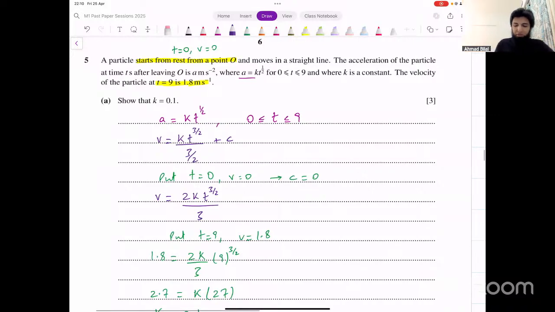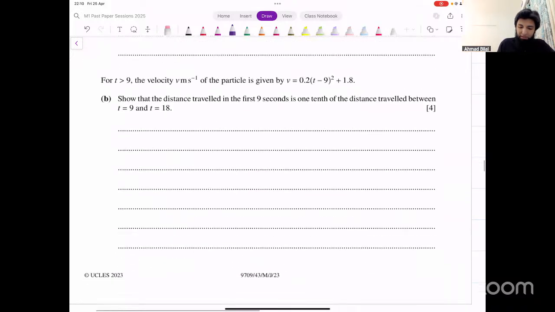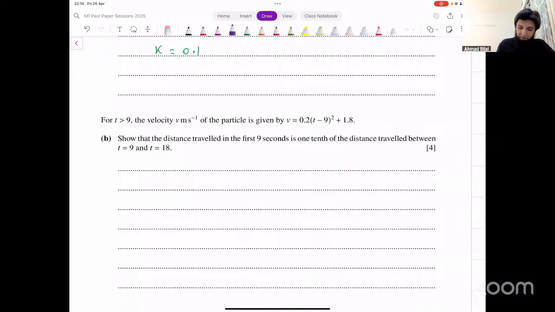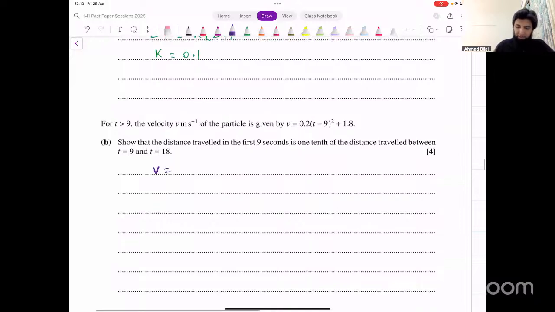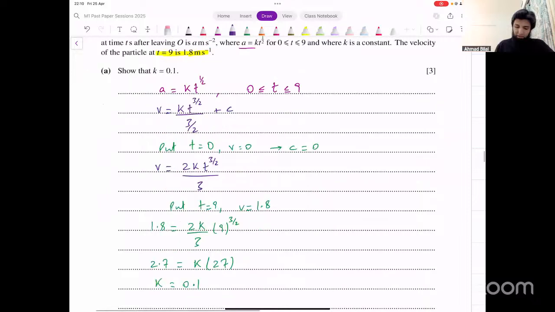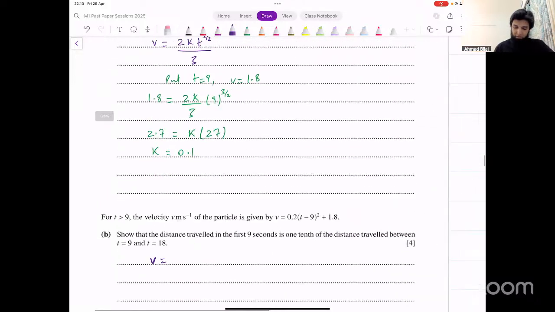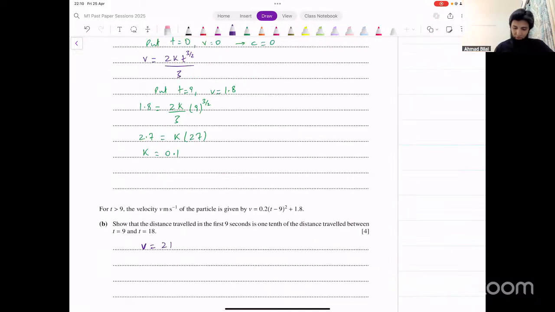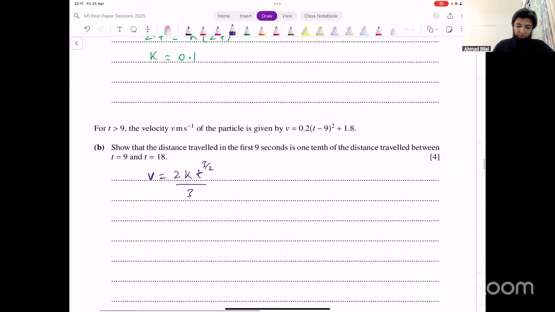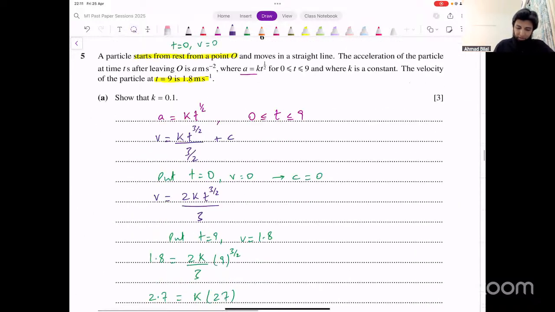Okay, now what's the velocity function for the first 9 seconds? Velocity function for the first 9 seconds, that is 2k t raised to power 3 over 2 divided by 3. Now we know the value for k, so we can input that value here. K is 0.1. Let's input that in place of k here.